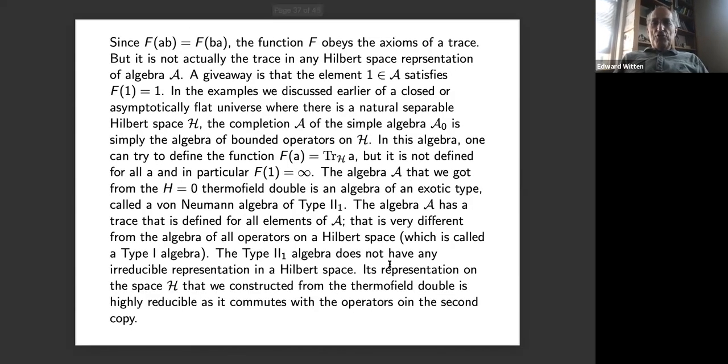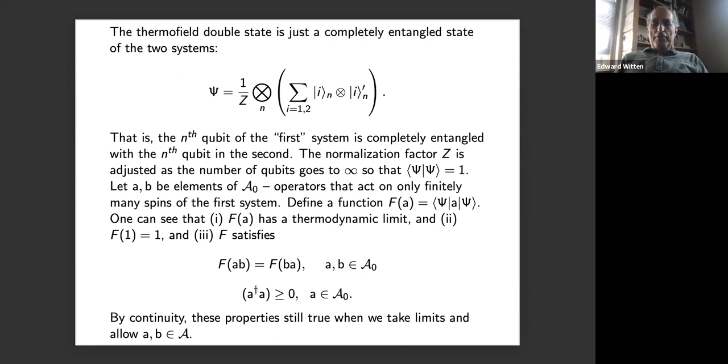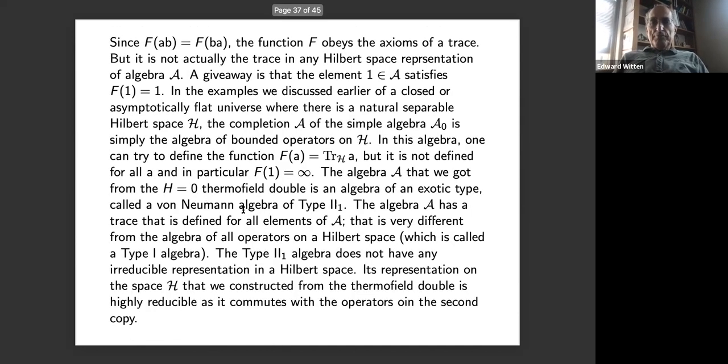Now, unless you've studied strange von Neumann algebras, you've never run into an algebra with these properties. Since f of AB equals f of BA, the function f of A satisfies the axioms of a trace. But it's not actually the trace in any Hilbert space representation of the algebra. A giveaway is that the element 1 has a well-defined trace. The von Neumann algebras you're most familiar with are the algebras of all bounded operators on a Hilbert space. But then you can try to define a trace, but obviously the trace of the identity is infinite because the Hilbert space is infinite dimensional. And there's no way to renormalize the trace to make the identity have a well-defined trace.